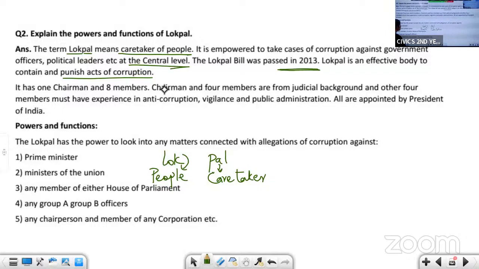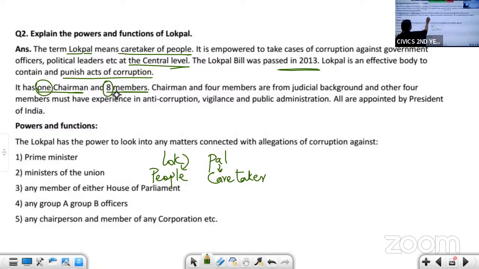If you see the composition of Lokpal, it has 1 chairman and 8 members. The Lokpal consists of a total of 9 members, 1 chairman and 8 other members.